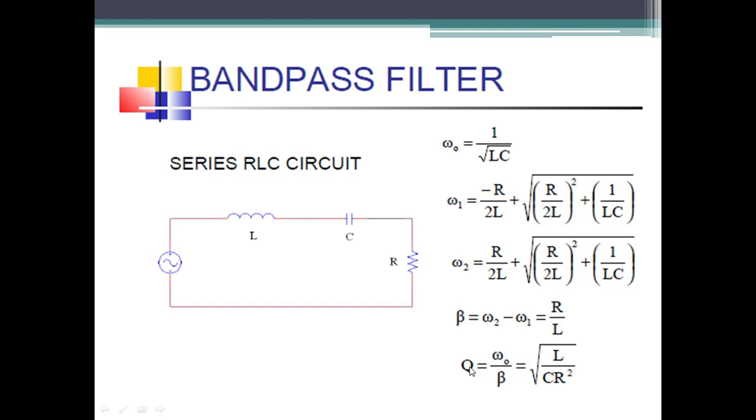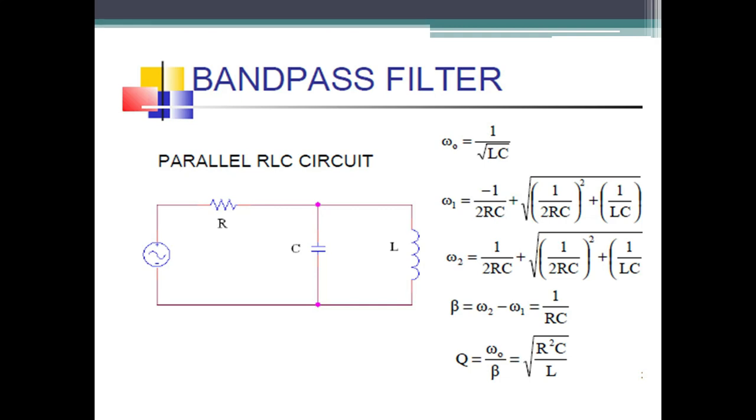And here is Q, which is equal to omega 0 upon beta, that means omega 0 upon omega 2 minus omega 1. And here beta is equal to R upon L. Hence with omega 0 equal to 1 upon root of LC, Q is equal to 1 upon R times the square root of L upon C. This is the equation to find the quality factor of the band pass filter.